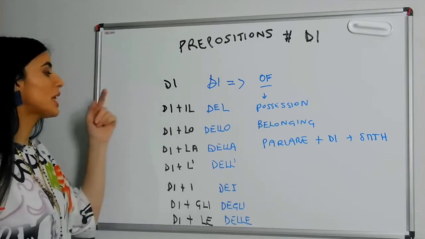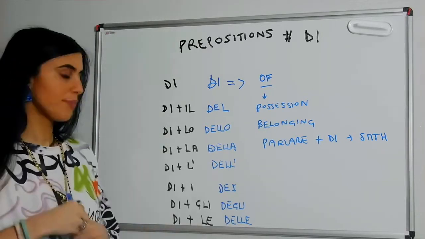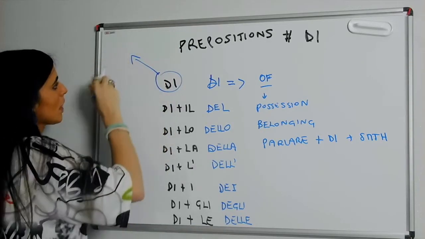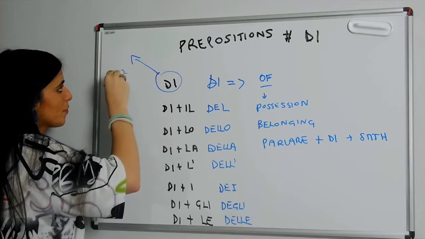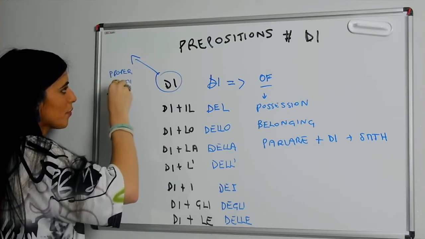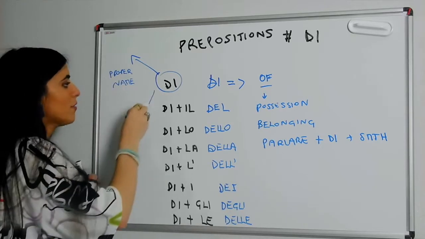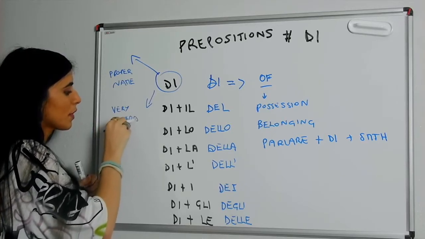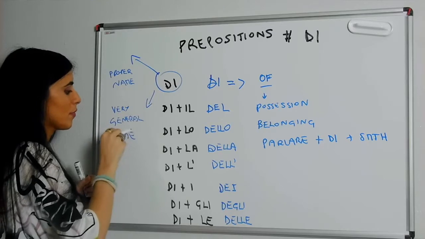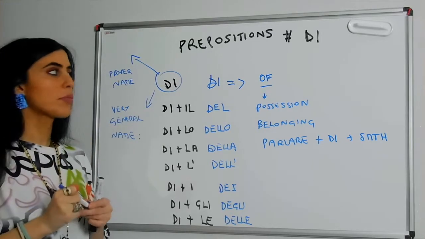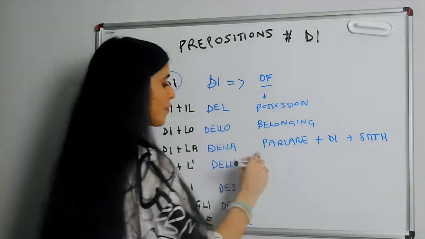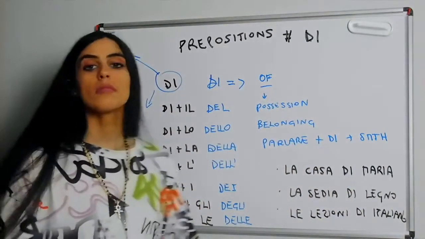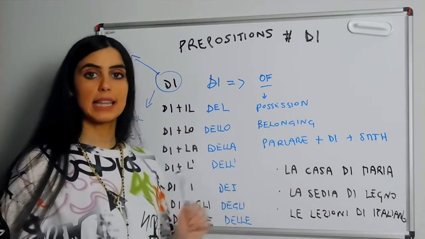Now, when do we use di? When do we use the combined version? So guys, to use di, we need to have a proper name, or we need to have a very general name. Let me give you a couple of examples simply for di. Example number one, La Casa di Maria.